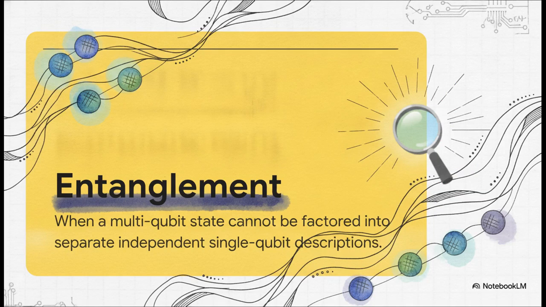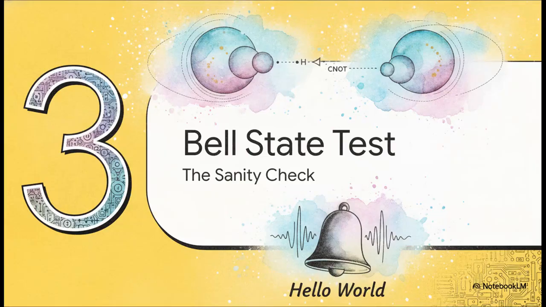Entanglement is a strict mathematical property. It's not science fiction. Entanglement simply occurs when a multi-qubit state cannot be factored into separate, independent single-qubit descriptions. As quantum software engineers, we actively avoid hype terms like spooky action. For us, entanglement just means that our outcomes are mathematically correlated in a specific way that independent classical variables simply cannot represent efficiently.